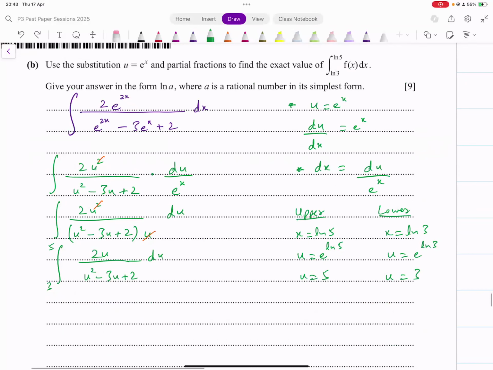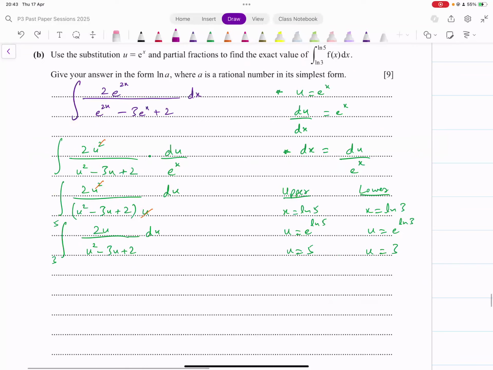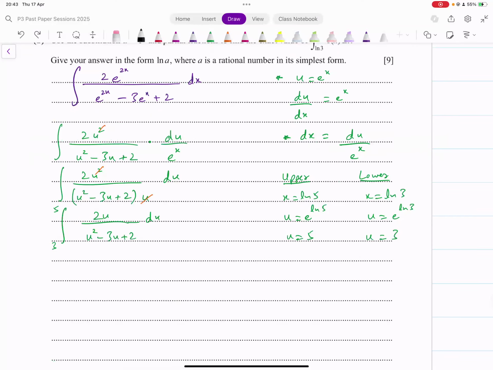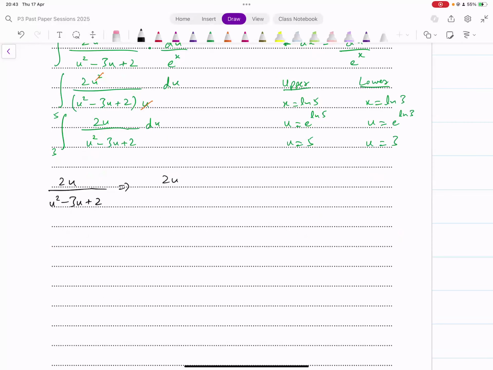All right, let's find the partial fractions for this, 2u over u squared minus 3u plus 2. We first will have to factorize this because the denominator is not factorized. You can't find partial fractions unless it's factorized first. The denominator can be written as u squared minus 2u minus u plus 2. And then that can be written as 2u over u minus 2 into u minus 1. These are two factors that we get.